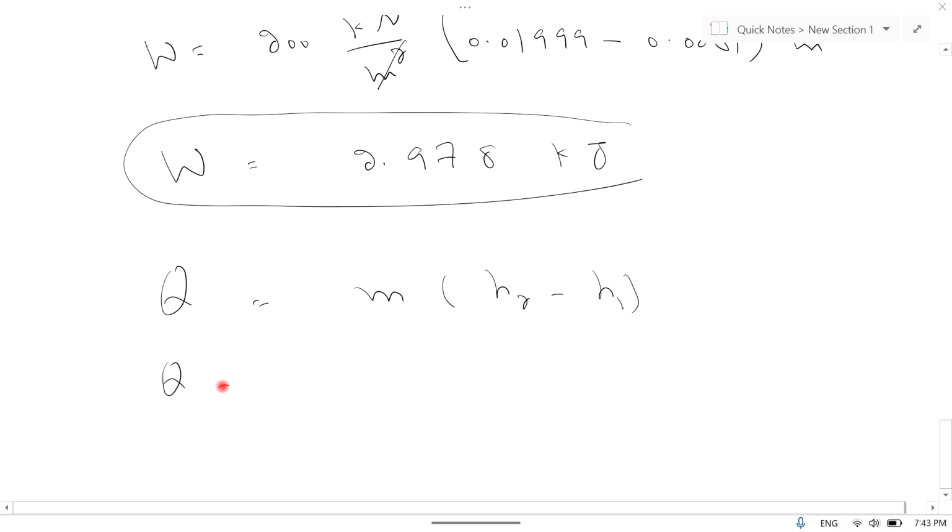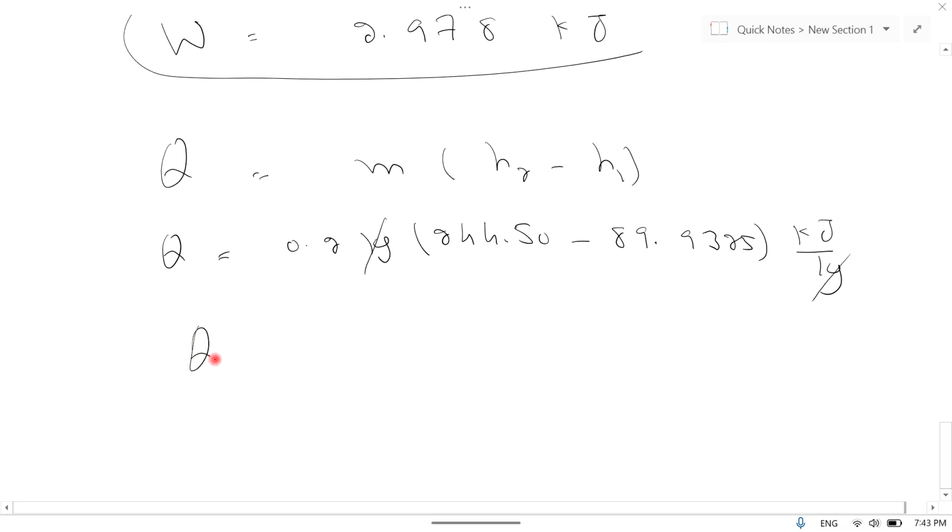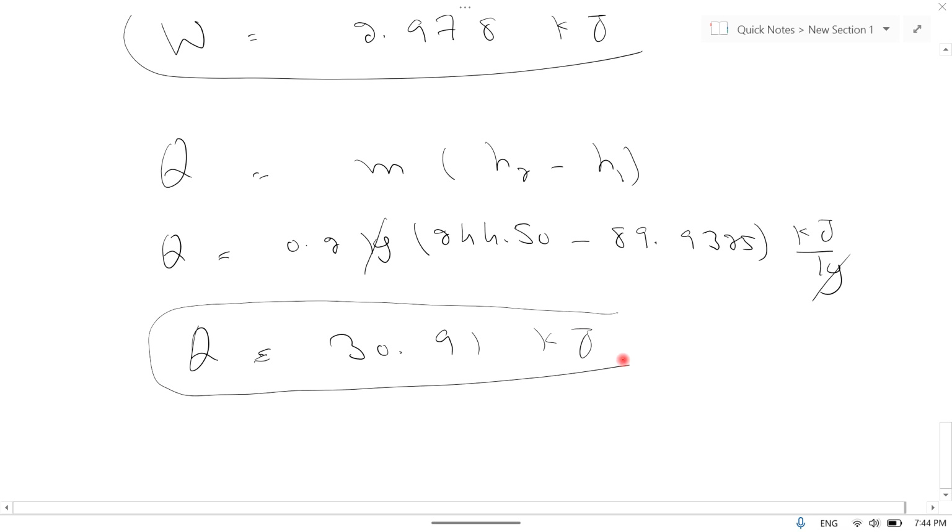Now we find heat transfer for the constant pressure process, which is m times H2 minus H1. So Q is equal to, mass is given to us as 0.2 kilogram, H2 is 244.50 minus 89.9325 kilojoule per kilogram. So kilogram will be cancelled with kilogram and heat transfer to the system is equal to 30.91 kilojoule. This is the heat transfer to the system.